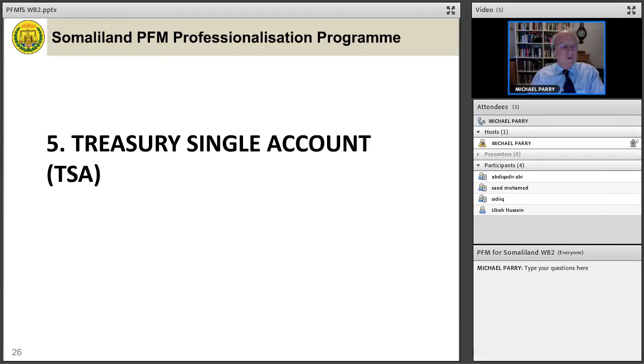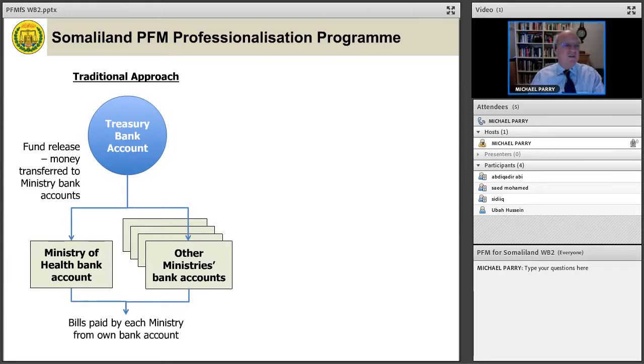And that takes us along, still really under the 4th stage of budget execution, but I'll deal with them as separate subject areas, to the concept of the Treasury single account. Now, we have mentioned this when we were talking about fund release. The traditional approach to government banking is that the Treasury will have a bank account at the central bank, and then each ministry will have its own bank account. And when you warrant funds, those funds will actually be transferred to the ministry bank account. And then the ministry will itself make payments from its own bank account.